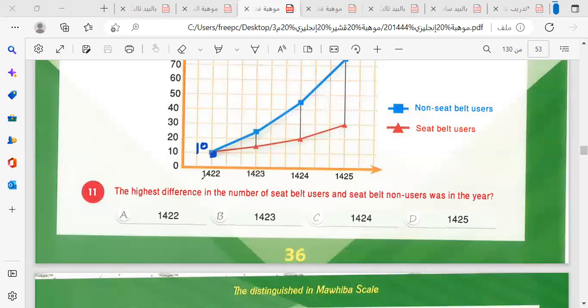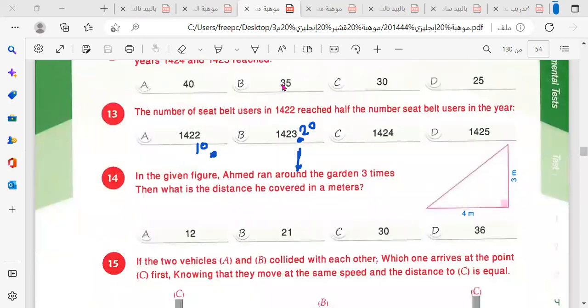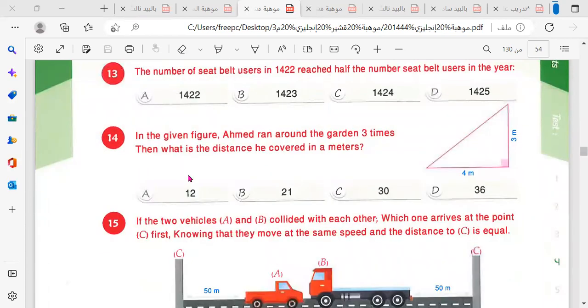Then what is the double of 10? It is 20, right? Where is 20? Yes, so it is 20. So the year will be 1424. So it is C, correct. Right. So the answer is C. Okay. Now number 14. Okay, Aline, number 14.